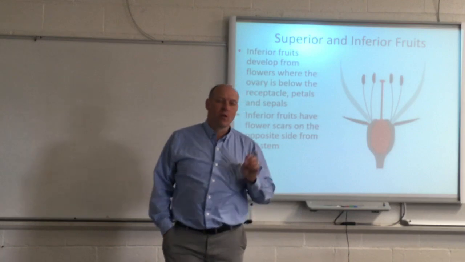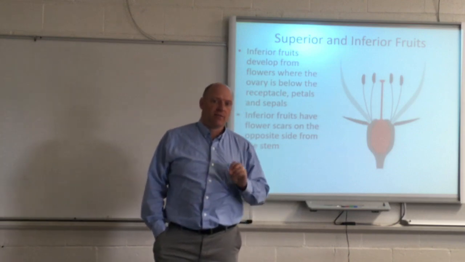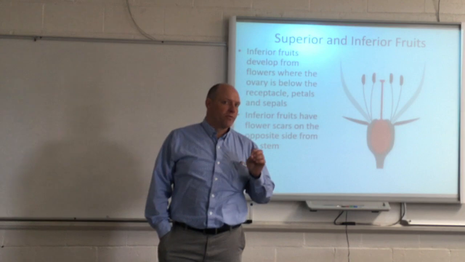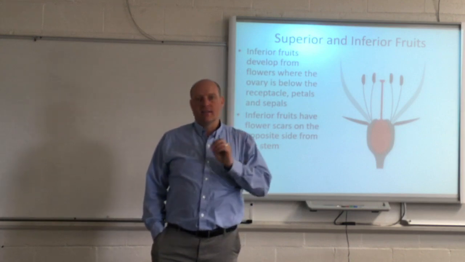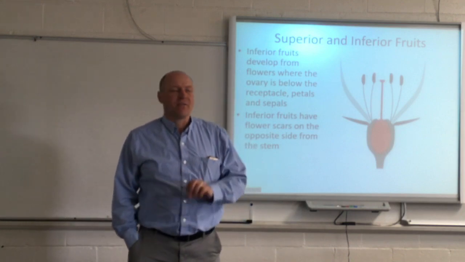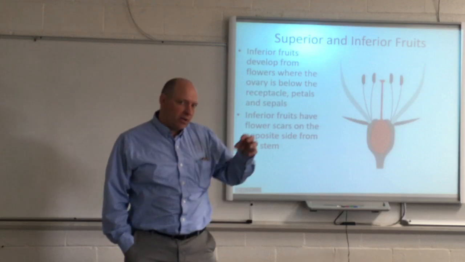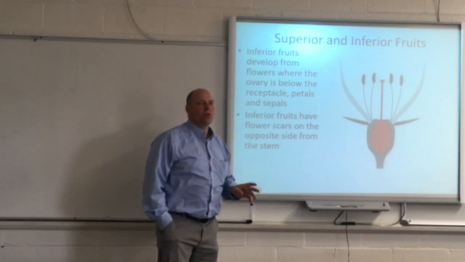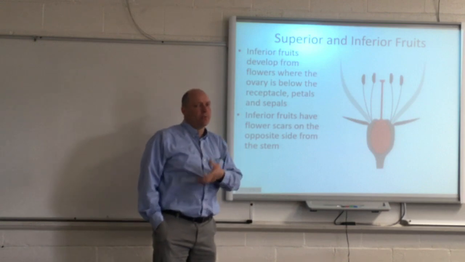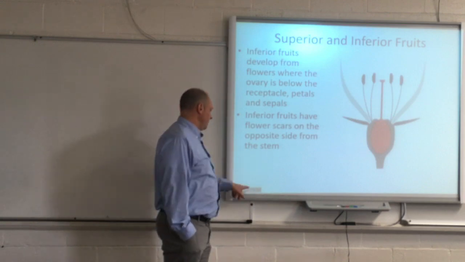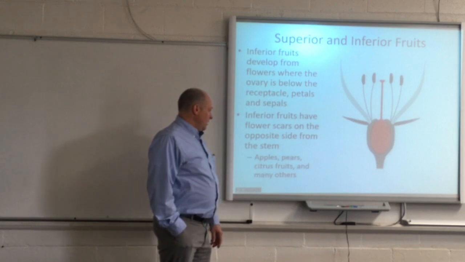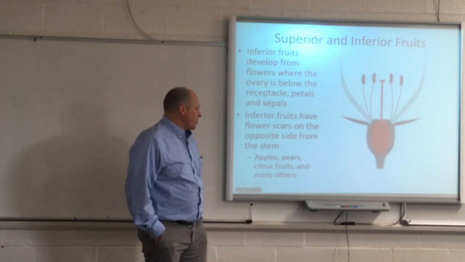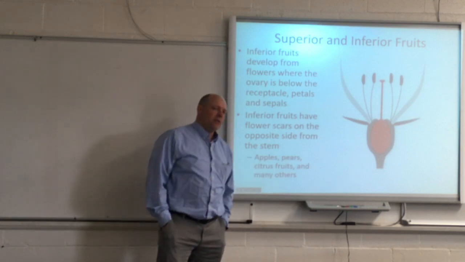Inferior fruits will always have a flower scar. So if it has a flower scar, it's an inferior fruit. If it does not have a flower scar out on its end, it is a superior fruit. And if you learn that right there, you can look at a fruit and say, oh, this is superior or this is inferior really easily. Apples, pears, citrus fruits, many others are all inferior fruits.